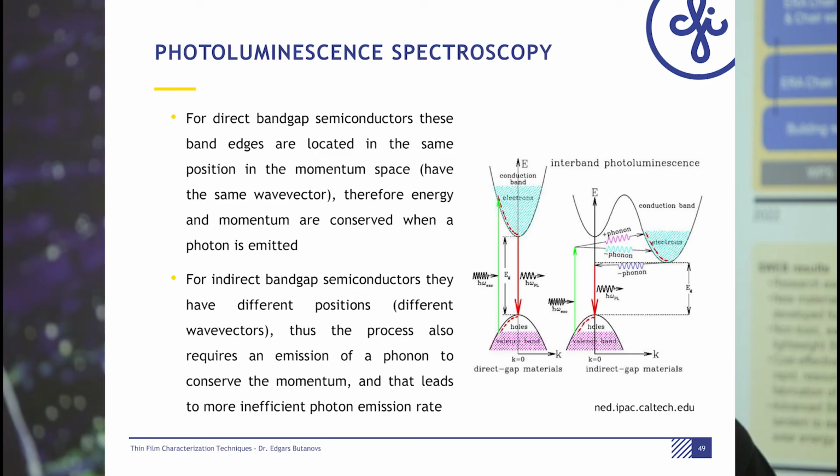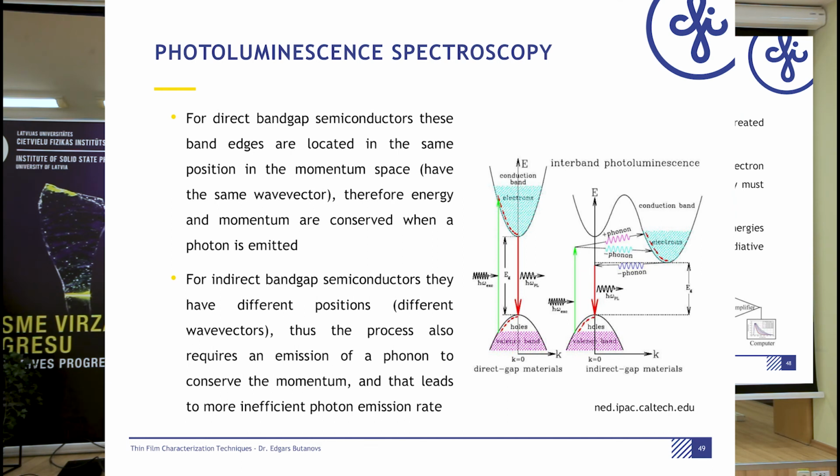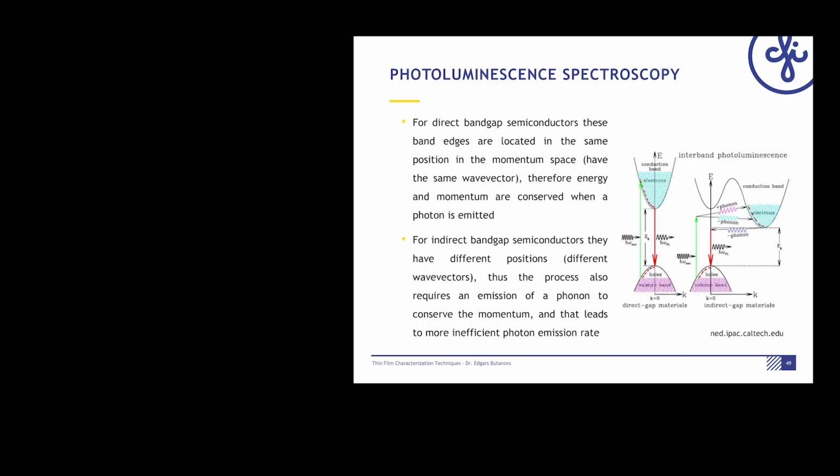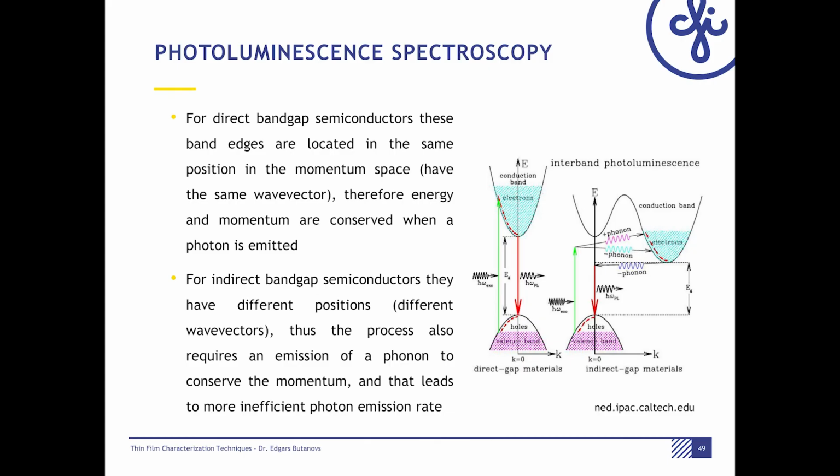And this is important: the radiative recombination, which we are measuring, occurs at energies close to the edge of the band gap. So it can be used to approximately estimate the band gap, and it can be preceded by non-radiative emission processes. In photoluminescence spectroscopy for direct bandgap semiconductors, the band edges are located at the same position in momentum space, so energy and momentum are conserved when a photon is emitted. However, in indirect bandgap materials, there needs to be emission or absorption of a phonon to conserve the momentum, and typically that leads to less efficient photoluminescence in such materials.